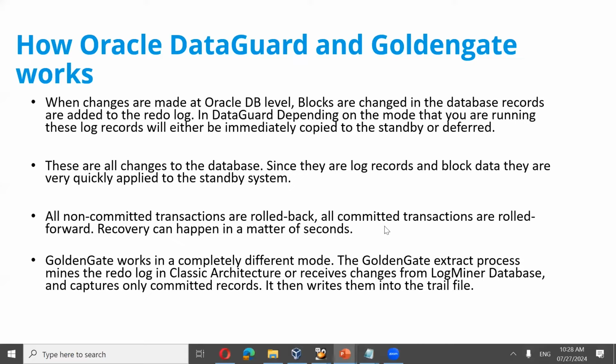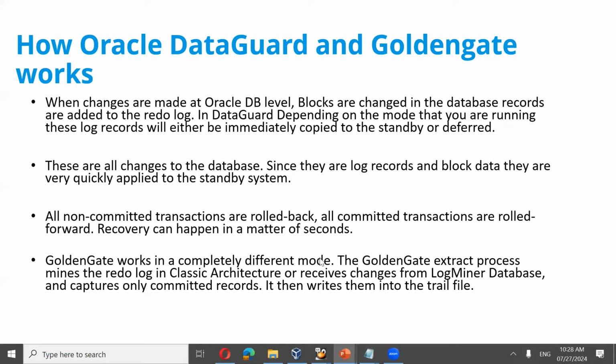These are all the changes to the database. Since they are log records and block data, they are very quickly applied to the standby database. All non-committed transactions are rolled back. All committed transactions are rolled forward, and recovery can happen in a matter of seconds. So this is how Data Guard works.